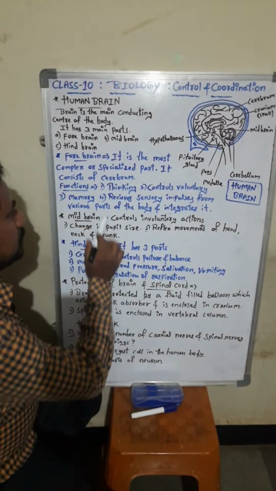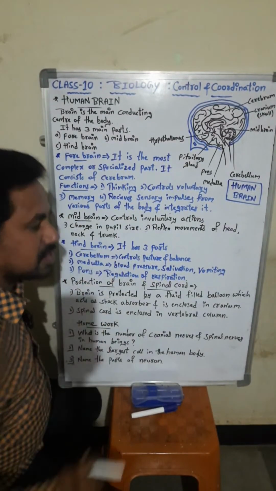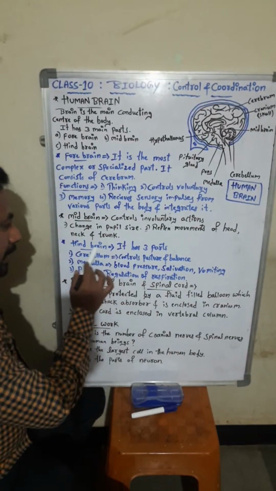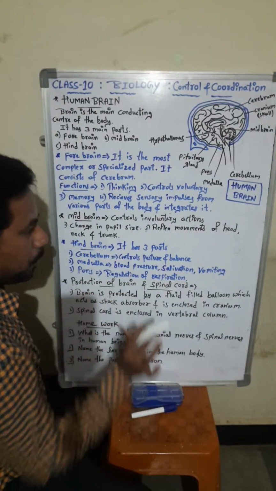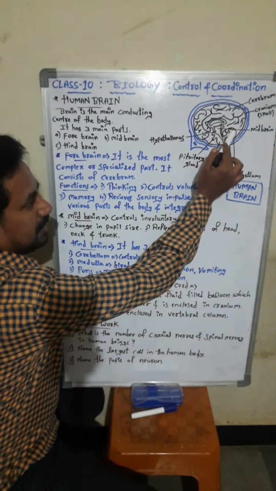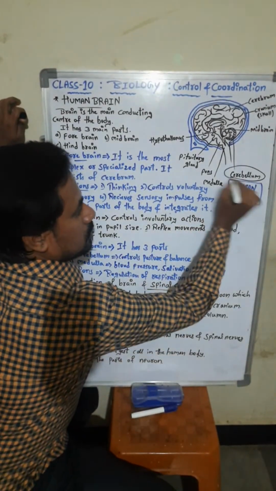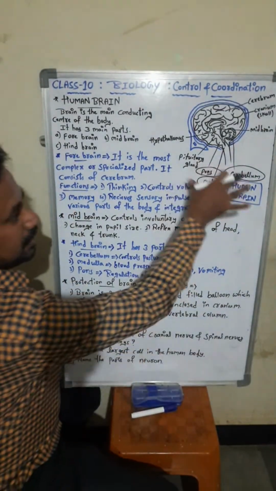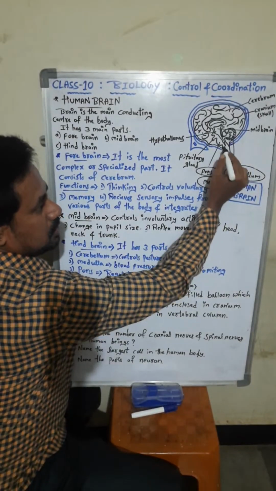Are you getting? So forebrain functions we have seen, midbrain functions just now we have completed. And the hindbrain functions. The hindbrain has three parts: cerebellum, medulla, pons. You are observing, this is the cerebellum. Cerebellum, medulla and pons come under the hindbrain. So this is cerebellum, pons, medulla.